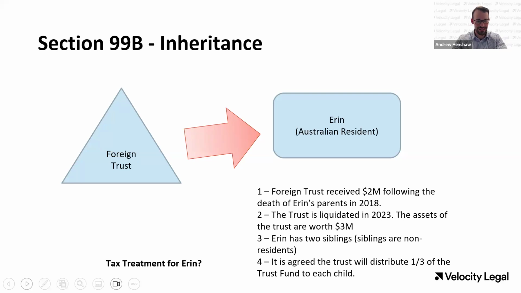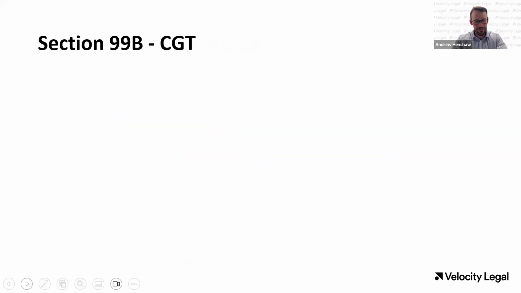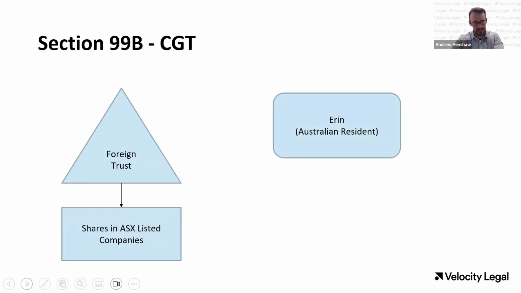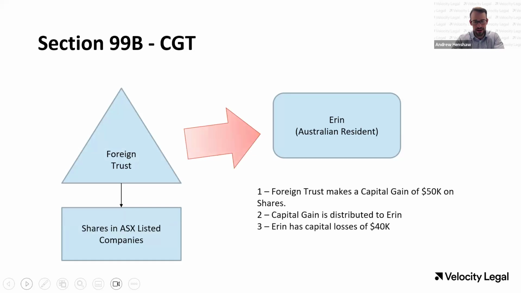Yeah, absolutely. The final issue on 99B, and just another area of unfairness with this, is let's say you have a foreign trust that has Australian ASX shares. Again, we have Aaron. The foreign trust has made a capital gain of 50,000, and the foreign trust says, I'm going to distribute that gain to Aaron. Aaron's got capital losses herself of 40,000. Now, the $1 million question is, what's the tax treatment for Aaron? What do you think, Joyce?